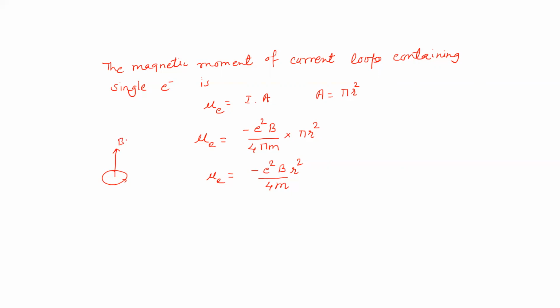But if B is not perpendicular to the plane of the orbit, then the radius of orbit R will represent the projection of R on a plane perpendicular to B. If this is not actually perpendicular, I will show it somewhat like this.